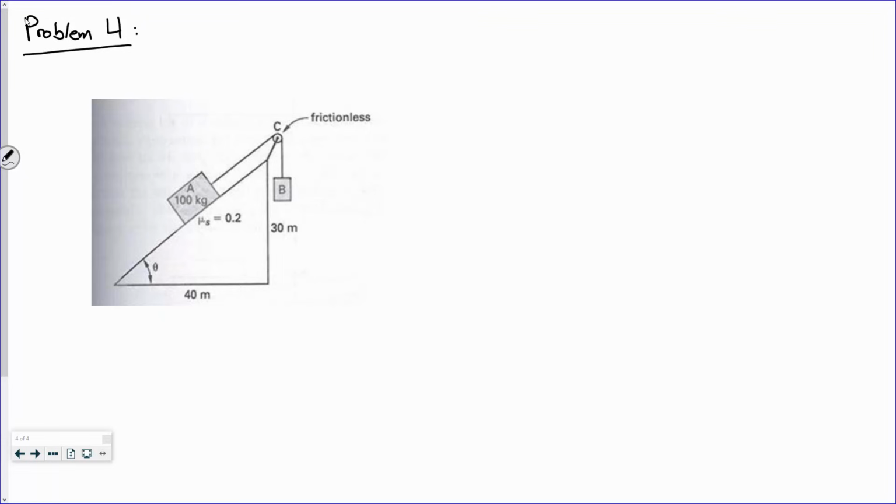All right. Now, before we go through all this, we might as well go ahead and get the weight of that block, which is going to be what? 100 kilograms times 9.81 meters per second squared. And that comes out to be 981 newtons. All right. Sound good?